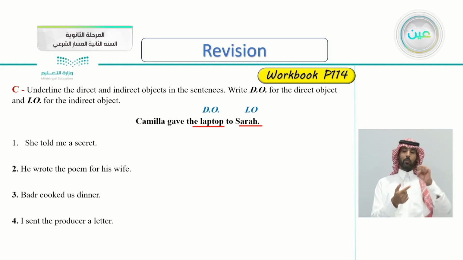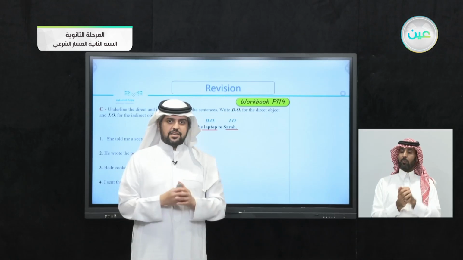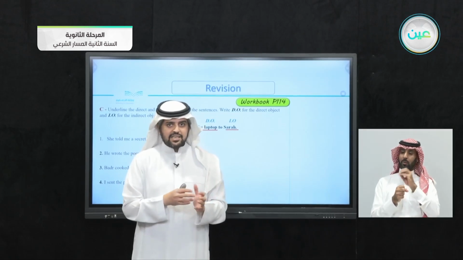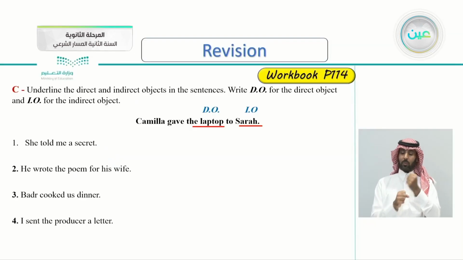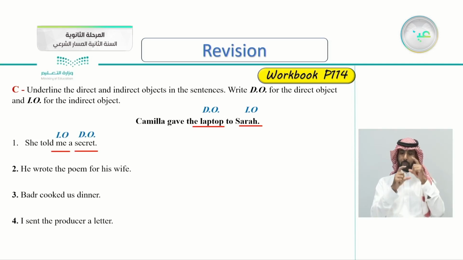She told me a secret. So where's the direct and indirect object here? Okay, let's check the answer together. Me is the indirect object and the direct object is a secret. Excellent.